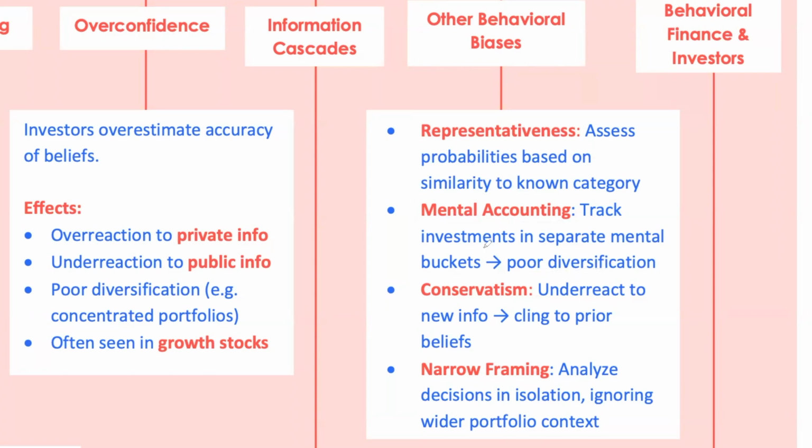In investing, money is money. It doesn't matter where it came from. It should all be managed with the same logic. So the bottom line is, in mental accounting, you keep mental buckets for your money, like this is my fun money or this is my safe investment. Problem is, money is fungible, and this mindset can lead to poor diversification.